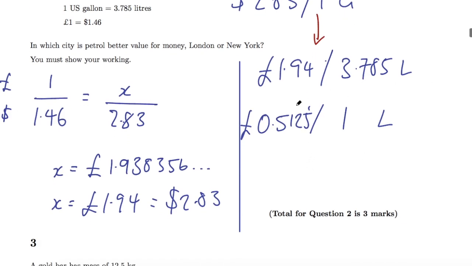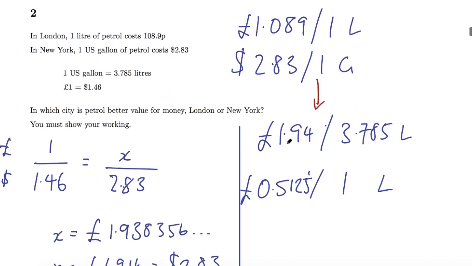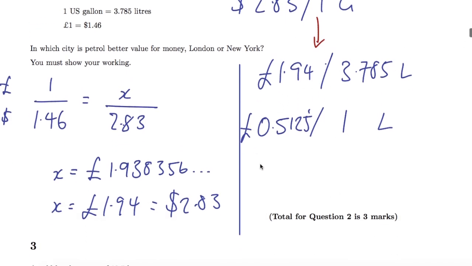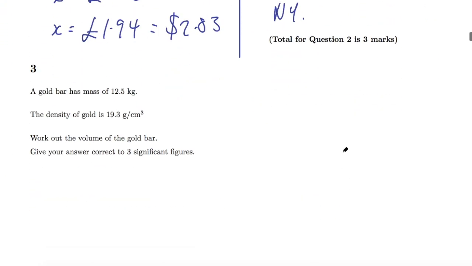Okay, so that's definitely cheaper than London. Basically 50 pence compared to £1 per litre. So then I can say it is better value. It is better value in New York. Okay, that's for 3 marks.